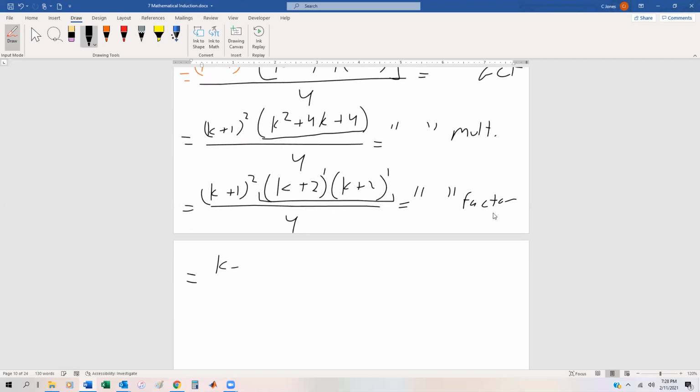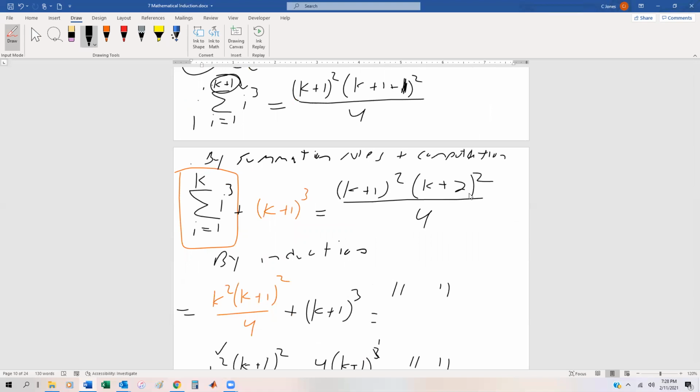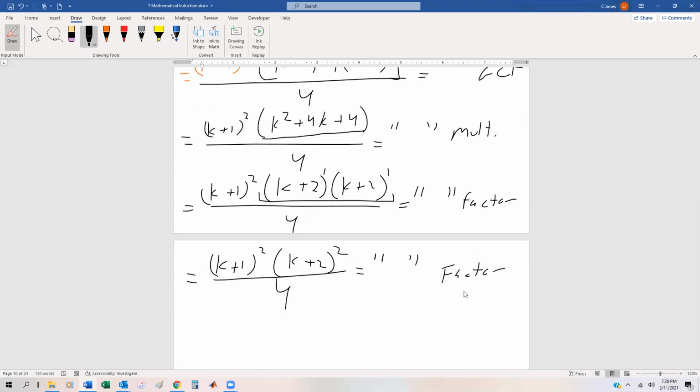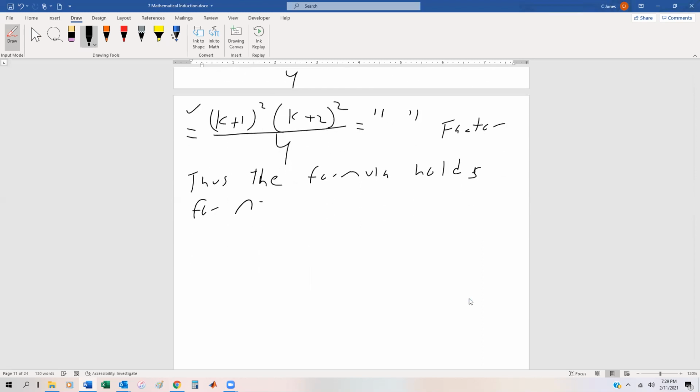So this is going to be equal to k plus 1 squared, k plus 2 squared all over 4, which is equal to hopefully our right-hand side. And that's just, again, by factoring or exponent rules if you wanted to. All right, if we go all the way up here, k plus 1 squared, k plus 2 squared over 4. And that's exactly what we needed. Okay, so we can say, thus the result holds, or thus the formula holds, for n equals k plus 1. And then finally, we can say by our basis and inductive steps, the formula is valid.